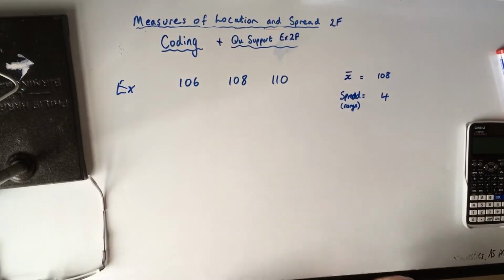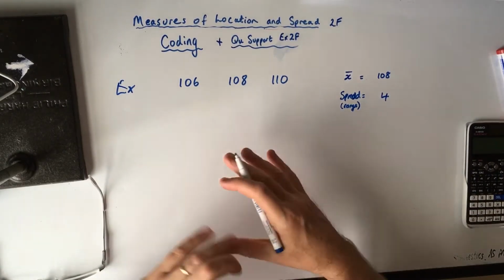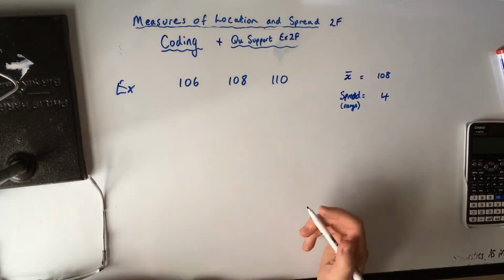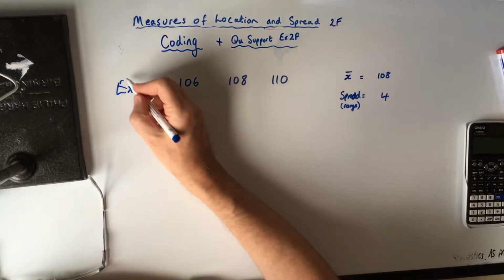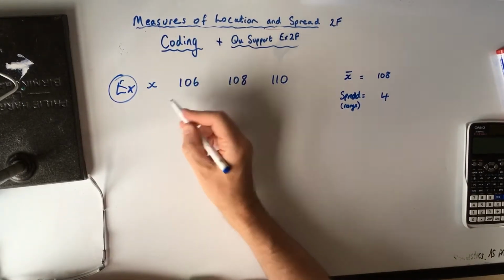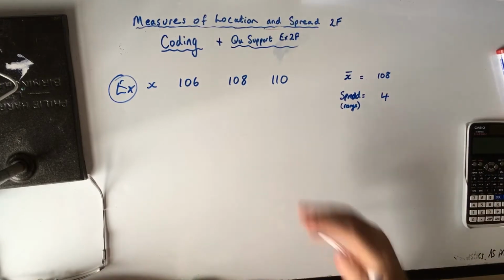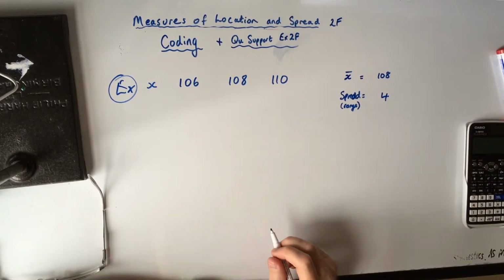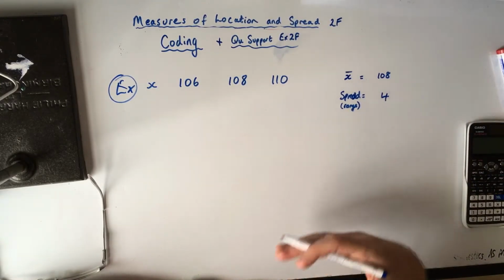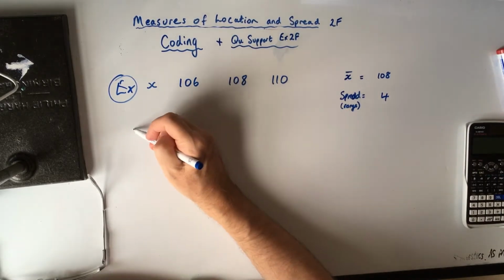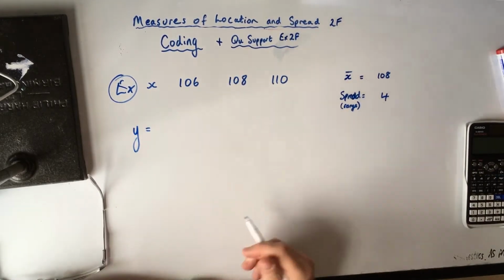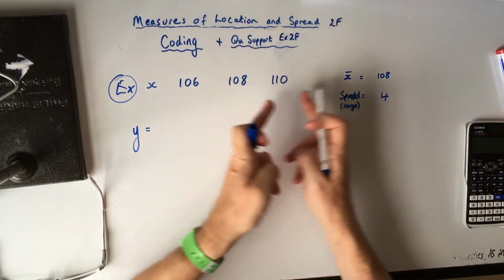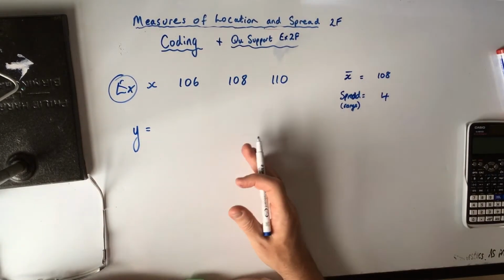Okay, now let's think about how we could code them. To make those numbers smaller, we could do 2 things. Remember, we tend to call these variables x, don't we? They refer to x, and then x bar for the mean, and so on. So for coding, they give it a different letter. They say, right, y is the coded figure. So we're going to change all these to a y number, and we're going to make them smaller.